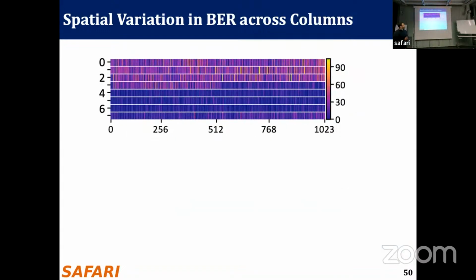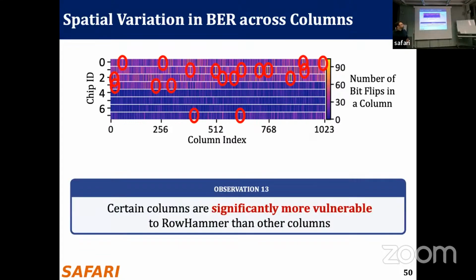So this is a heat map of bit error rate across columns. With different colors, we see the bit error rate. The x-axis shows the column index in the chip, and the y-axis shows the chip ID. There's not much we can see actually from this plot. I only wanted to highlight that some columns exhibit significantly larger bit error rates compared to other columns. This is some aggregated value across rows.